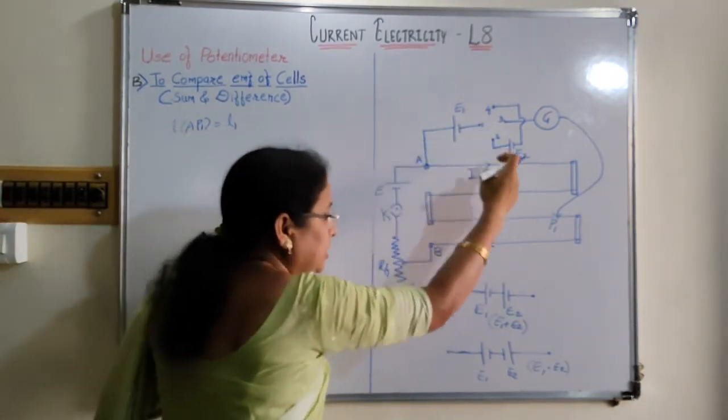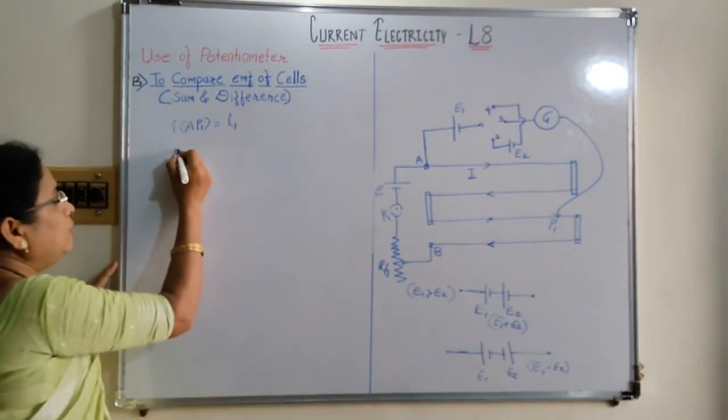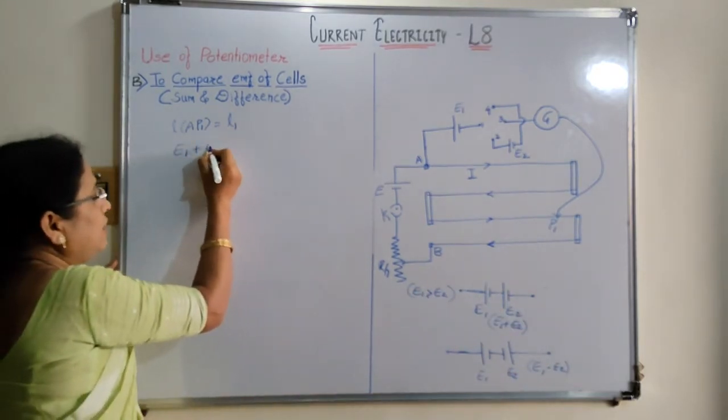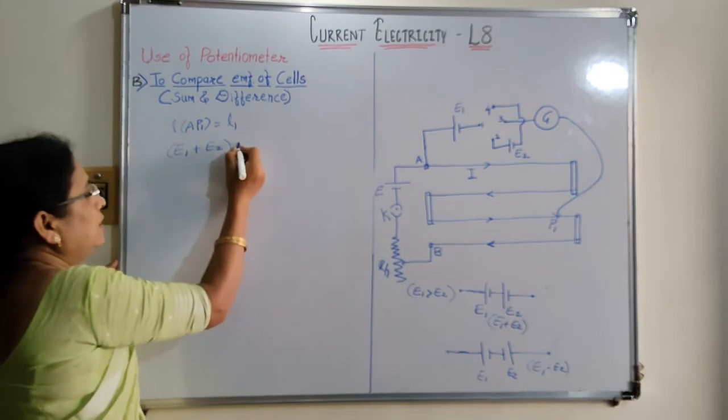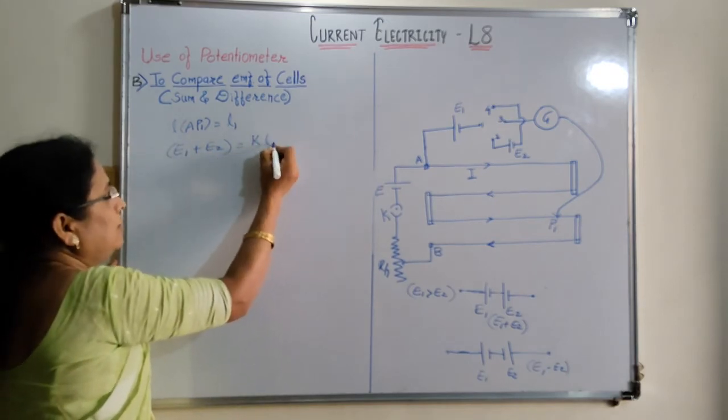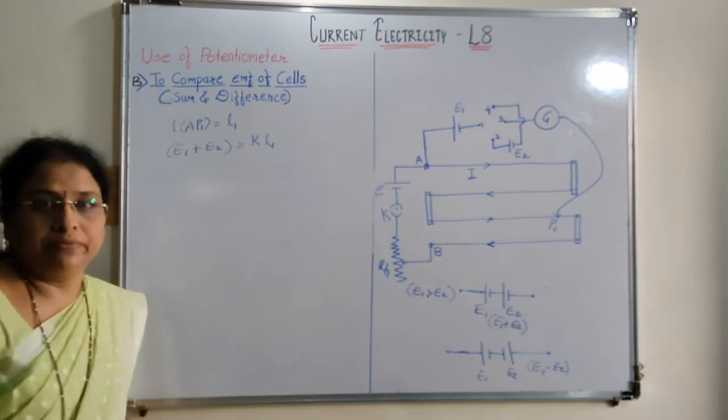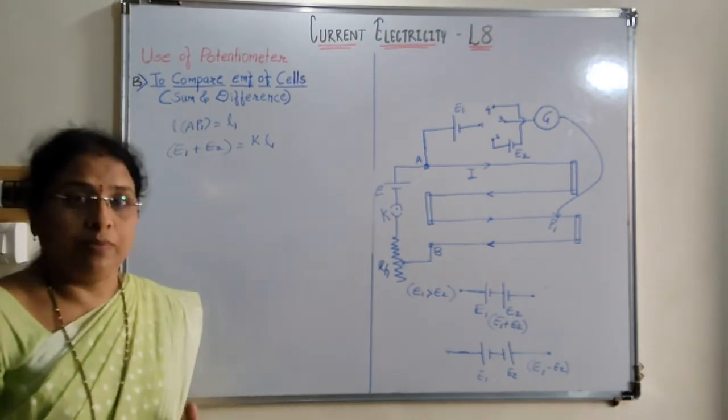Now, as the length of the wire AP1 is equal to L1, by using the principle of potentiometer, we can say the total EMF E1 plus E2 is equal to potential gradient K into L1, or we can say I sigma L1, same as in the last experiment.